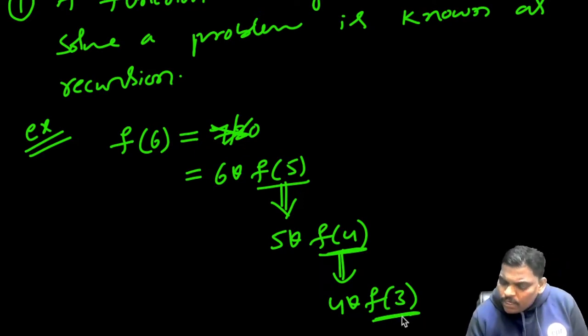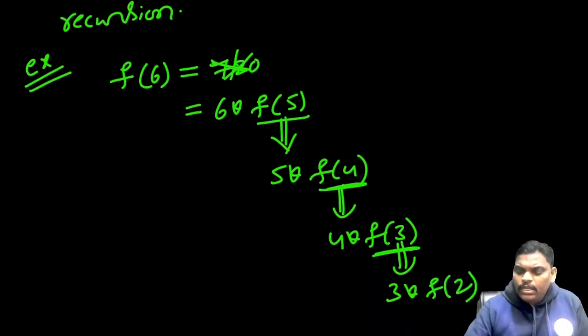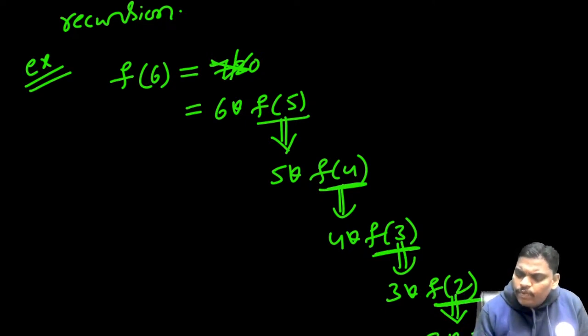Suppose you don't know factorial of 3 also. Then 3 into factorial of 2. I hope everyone knows factorial of 2. In my opinion, everyone knows it. Unfortunately, if you don't know, then 2 into factorial of 1.